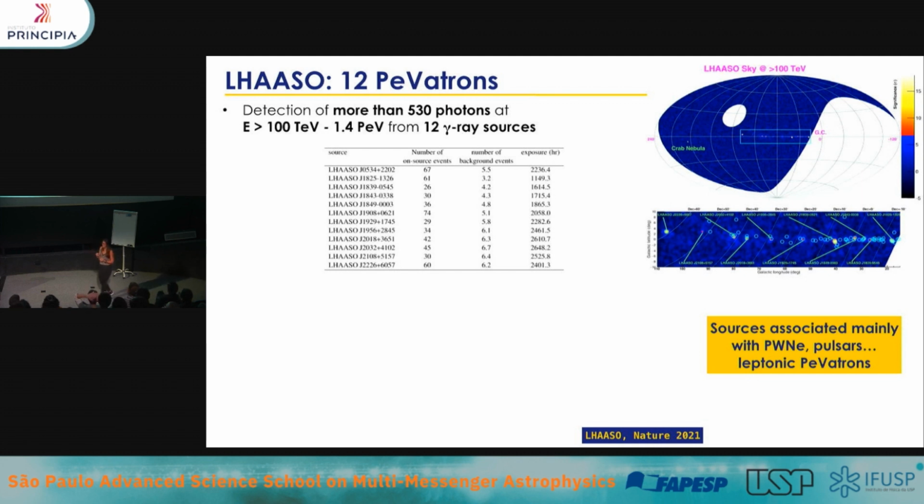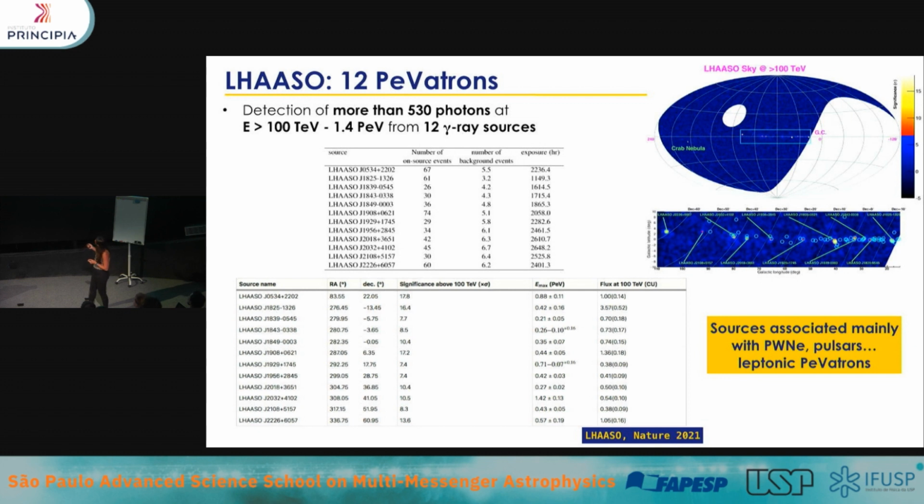Most of them are associated with pulsar wind nebulae, with pulsars. What does it mean? I think Brian also briefly mentioned that pulsars are leptonic accelerators. So most of these sources are likely pevatrons, they accelerate particles up to PeV energies, but it looks like they mainly accelerate electrons. There were maybe some associations with supernova remnants, but the accuracy they have to claim where it's coming from is really large, because their PSF is pretty big. So it's sometimes difficult, since you can have several sources associated with the same source, so it's not really clear.